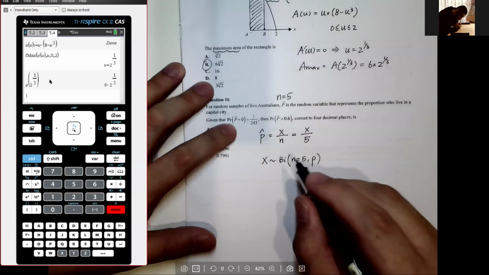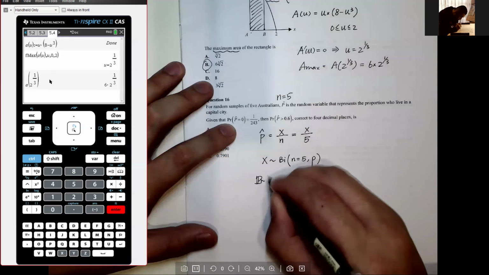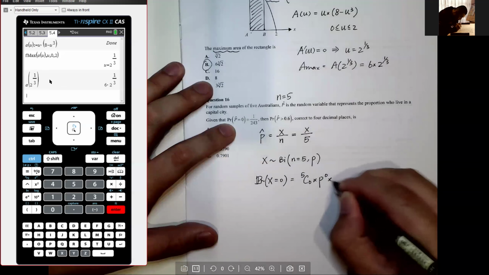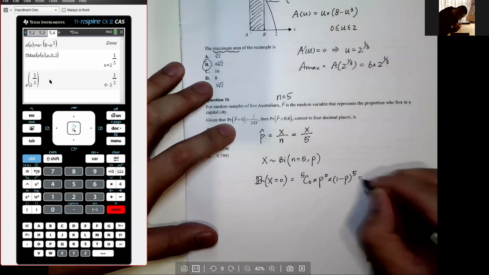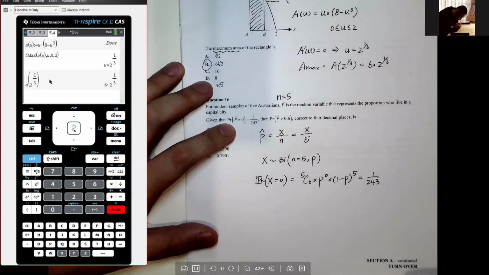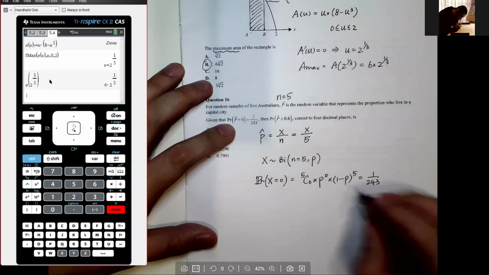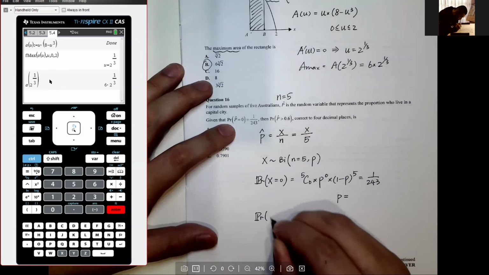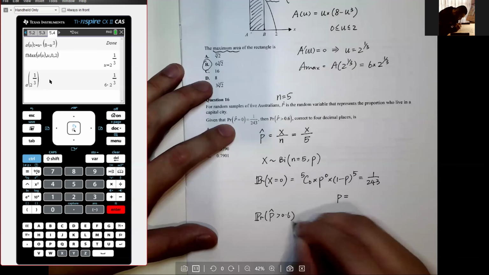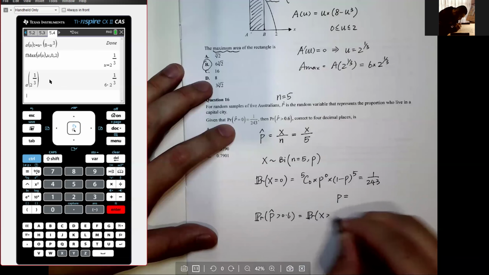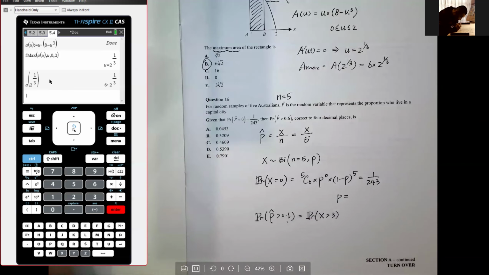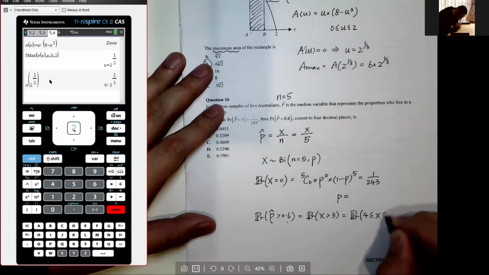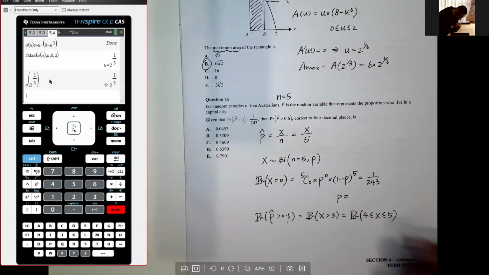If I look at P hat equal to 0, that is the probability x equals 0. So it's 5 choose 0 times p to the power 0 times (1 minus p) to the power 5 equals 1 out of 243. The next thing is we will need to get the p-value. The probability P hat greater than 0.6 is like the probability x greater than 3, if you multiply both sides by 5. Then you calculate the probability for x less than or equal to 5, something along this line, using binomial CDF.